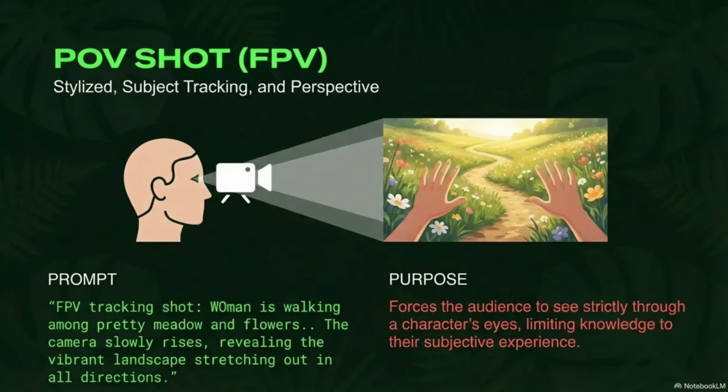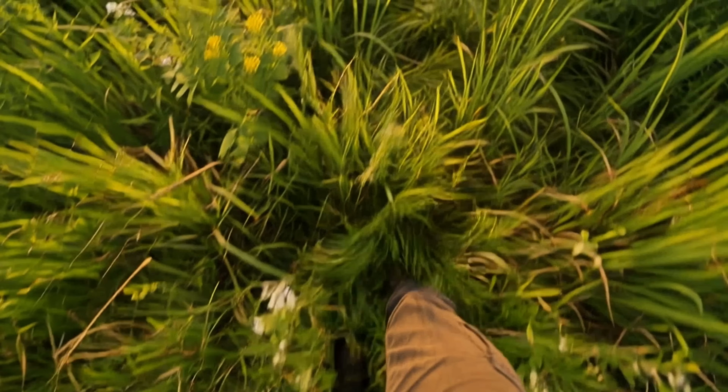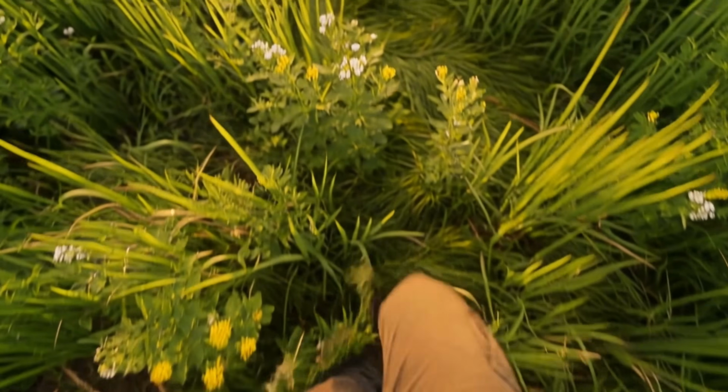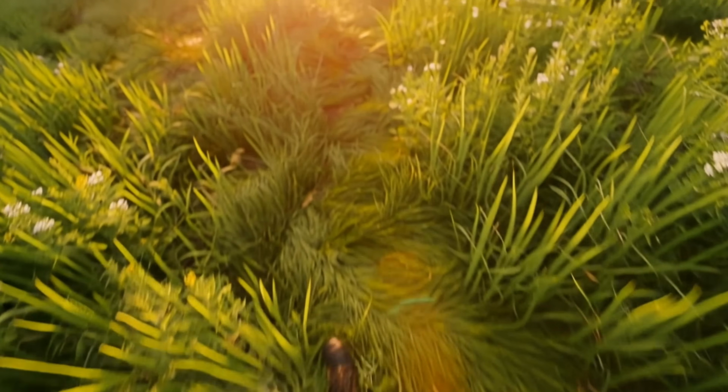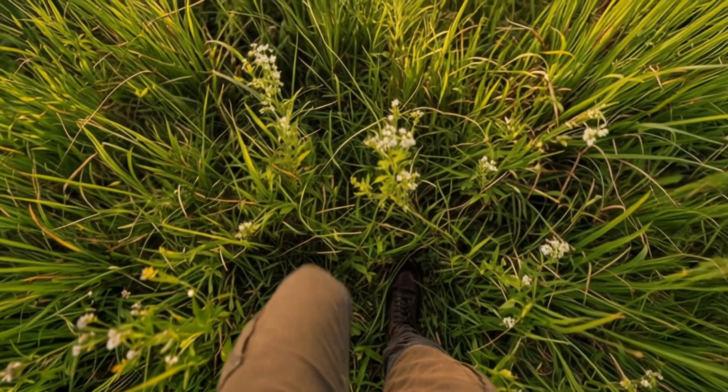POV shot or first-person view forces the audience to see strictly through a character's eyes, limiting knowledge to their subjective experience. Use the prompt FPV or POV tracking shot, and then you can specify your character's actions and the setting around her.